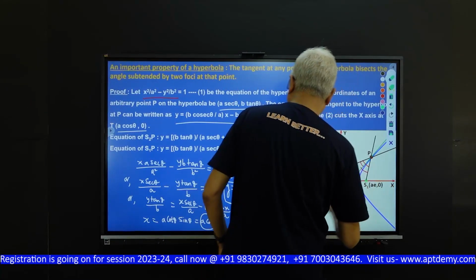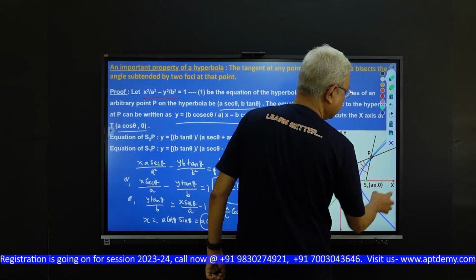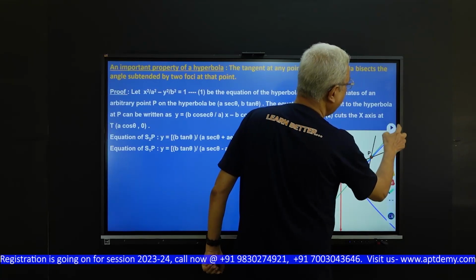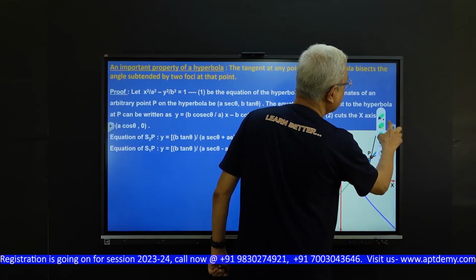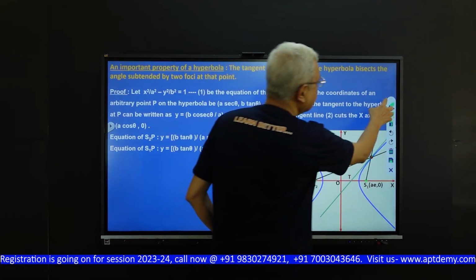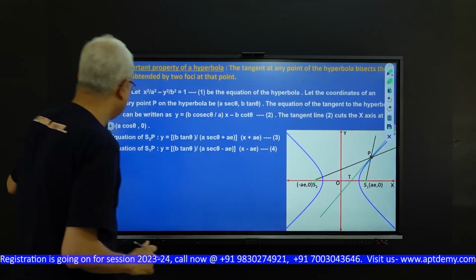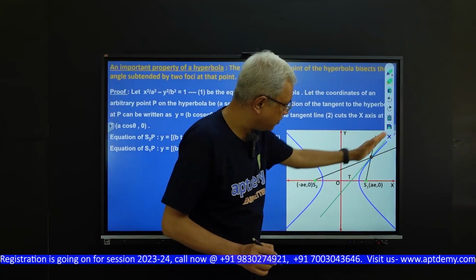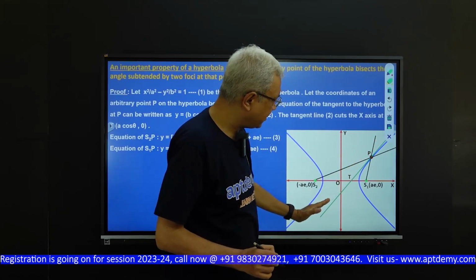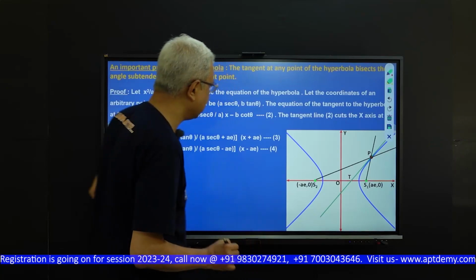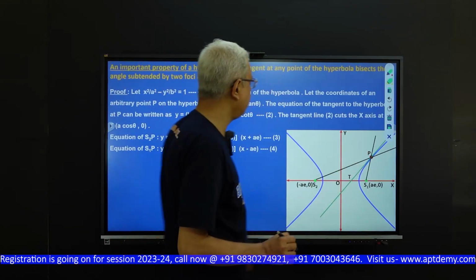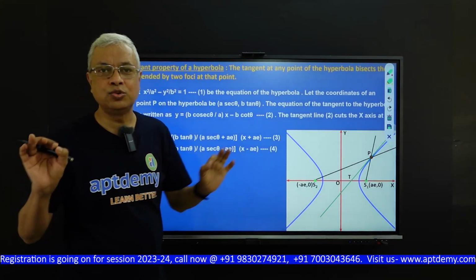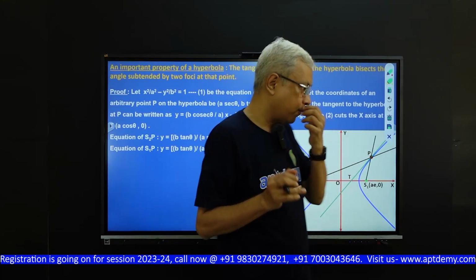Now, what is happening? See, now the equation of S2P. So I have found out the coordinate of T. I have found the equation of the green line, which is tangent to the hyperbola at the point P. We have started with an arbitrary point P on the hyperbola whose coordinate is (a sec theta, b tan theta). There is no harm in choosing such a point in parametric form.